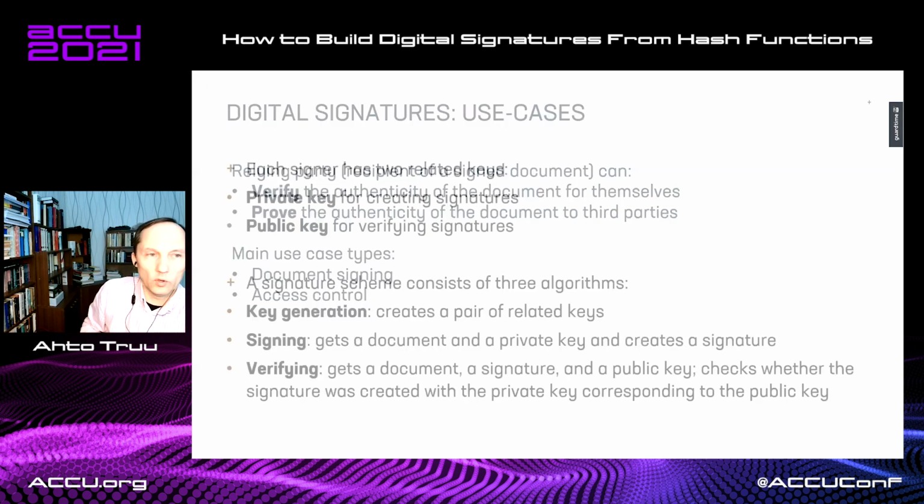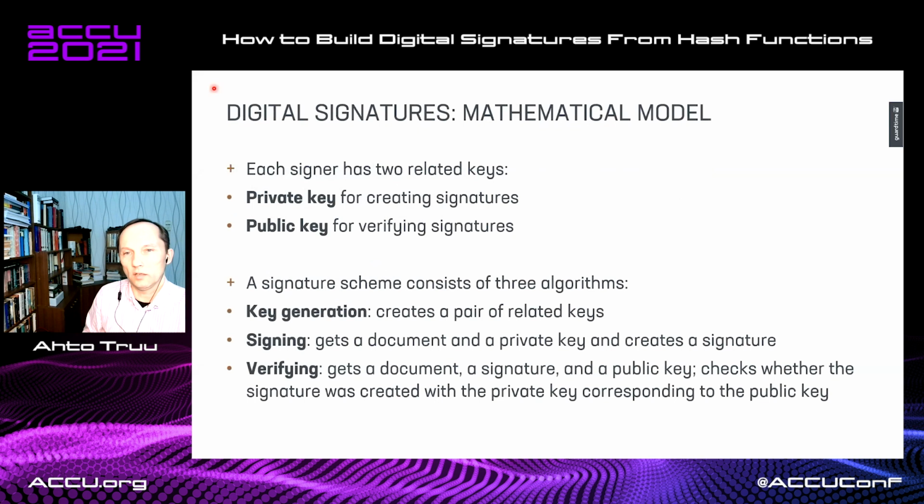So the mathematical model for digital signatures, we already mentioned it very briefly in the introductory slide. But to recap, each signer has two related keys. One is a private key for creating signatures, and another one is a public key for verifying signatures. And a signature scheme, this is a technical term that is used in cryptography, consists of three algorithms.